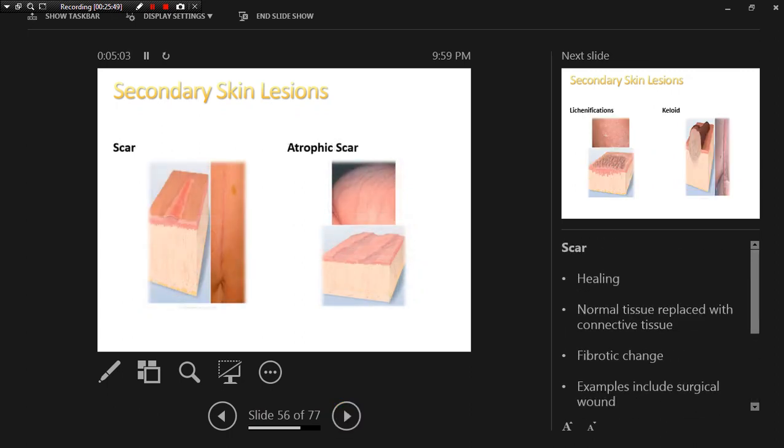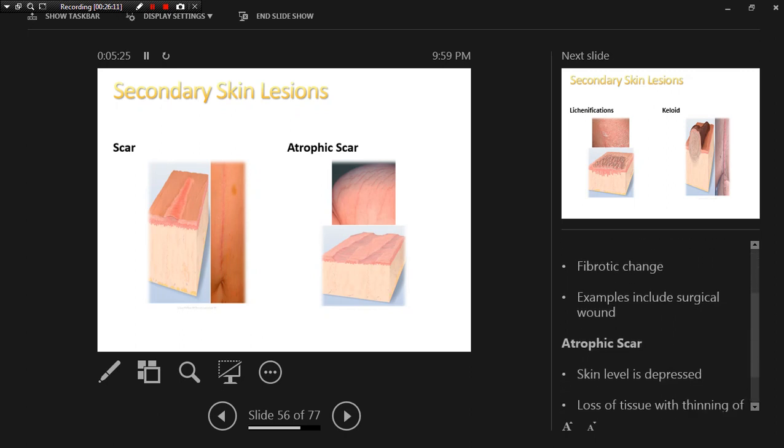So some secondary skin lesions, right, a scar. We know this is normal. It's a fibrotic change from the healing of maybe a surgical wound. And it's where normal tissue is replaced with connective tissue. So yeah, the scar, it's closed over, but it's still fairly weak from where it was before the new tissue took over. The older tissue is probably stronger.